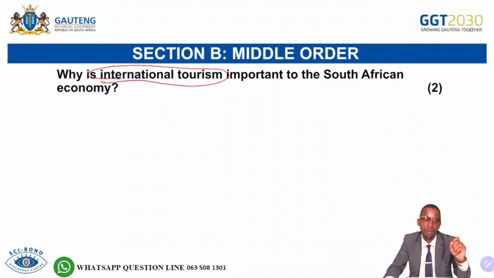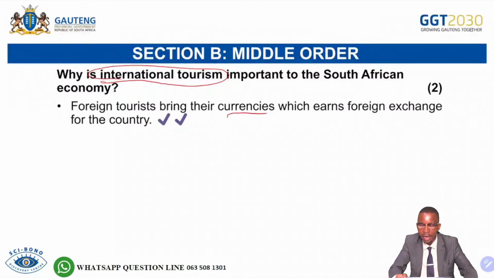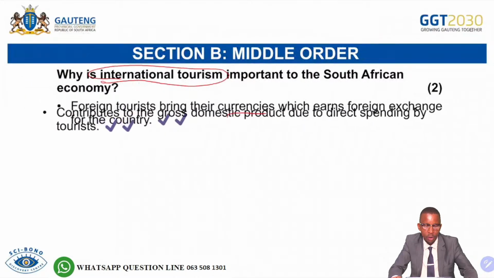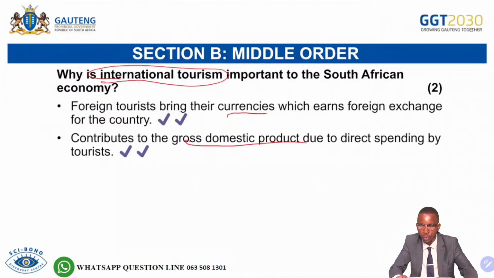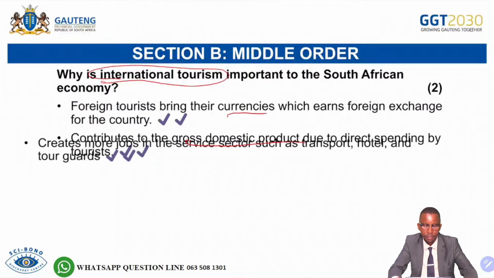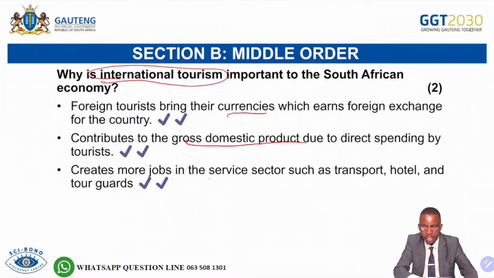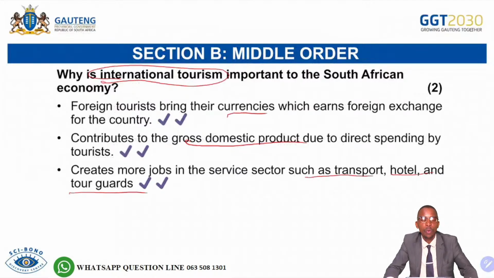As foreign tourists are coming into the country, the country will be earning foreign currency, because tourists bring their currencies to spend, which earns foreign exchange for the country, and also contributes to the gross domestic product through direct spending by tourists. It creates more jobs in service sectors such as transport, hotels, and so forth. Remember, as foreign tourists come into South Africa, they don't bring their own transport. They rely on South African transport. Also, they will have to be shown around by tour guides, who will be people employed because of that particular international tourism.